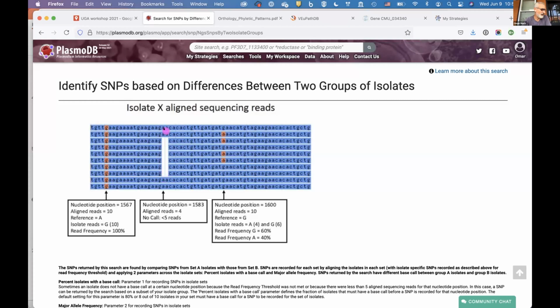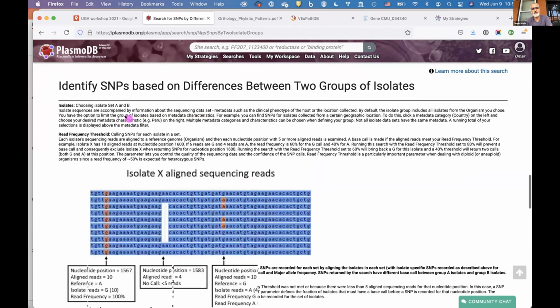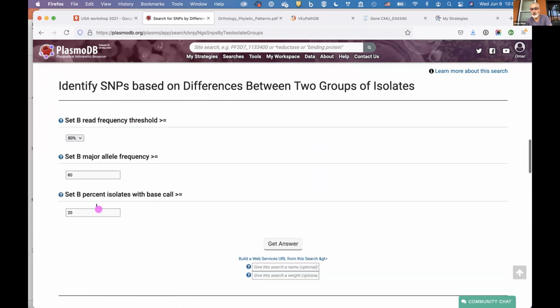But the bottom line is that this is below the threshold which our programs use, which is less than 5 reads, below which we do not call a SNP at that position. We basically say that we can't be confident about calling anything here, so we're not going to call a SNP here. So this percent isolates with a SNP call at any position allows you to increase your stringency.